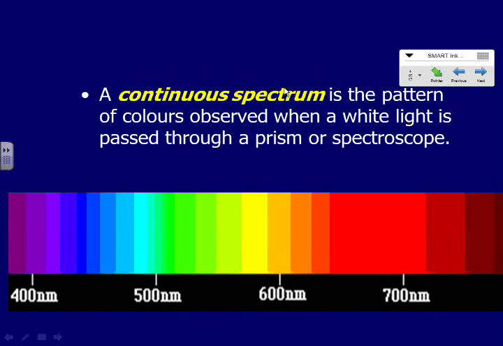So a continuous spectrum is the pattern of color observed when white light is passed through a prism or a spectroscope. And we'll talk a little bit more about spectroscopes and prisms in a moment. Essentially, a prism can separate light out into its colors using something called refraction. And when you take that white light and spread it out, you get a continuous spectrum. All right? Now, that's not what scientists observed.